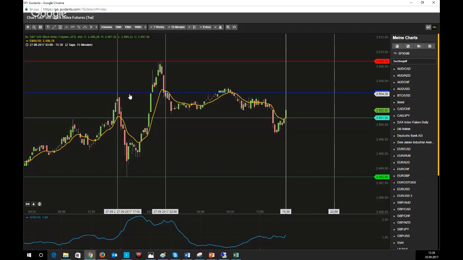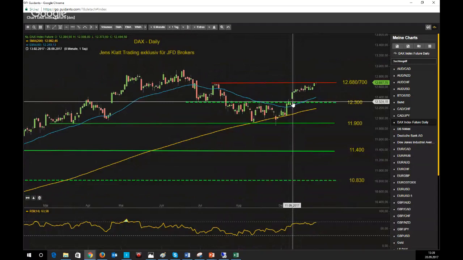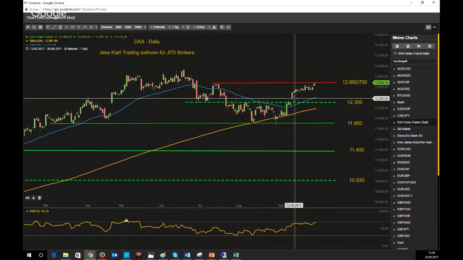A second thing is that they're also looking at obvious levels. Like, let's go back here to the DAX. I made this already a topic. So this was a very strong resistance here, 12,300 points. And I really expected the market to push aggressively above this level when it finally breaks above it.